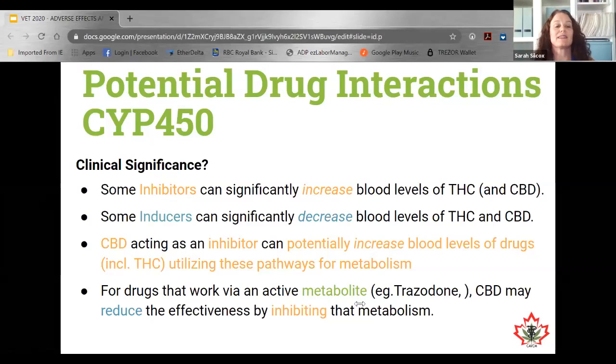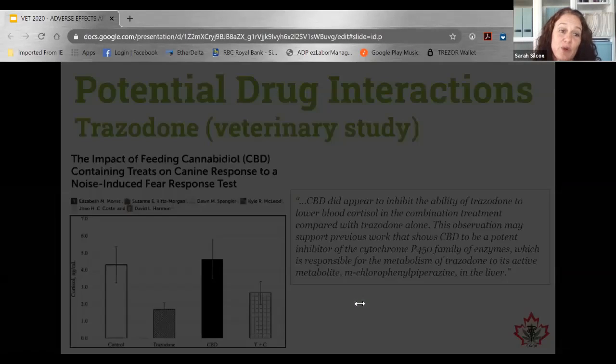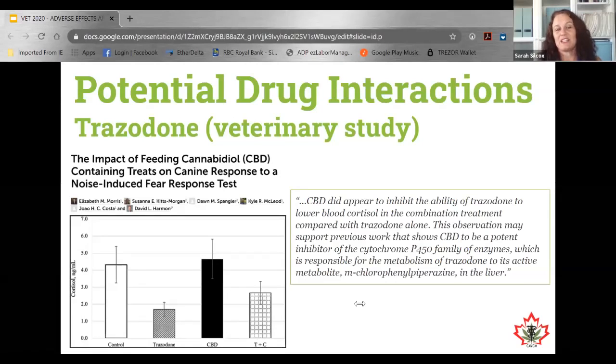And CBD acting as an inhibitor might increase blood levels of drugs that are using those same pathways for metabolism. Or it may work in the opposite way and reduce the effectiveness of a drug by inhibiting the metabolism of drugs that work through a metabolite. So something like trazodone, we don't actually rely on the trazodone itself to be the active component, but rather its metabolite, chlorophenylpiperazine.